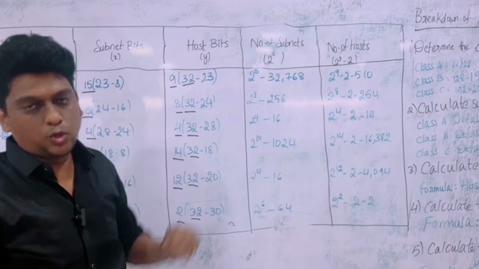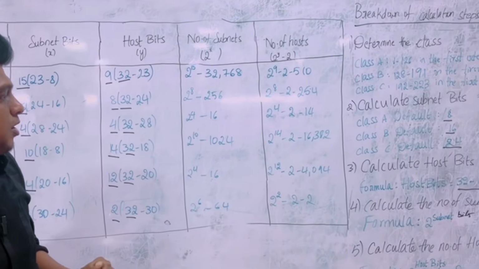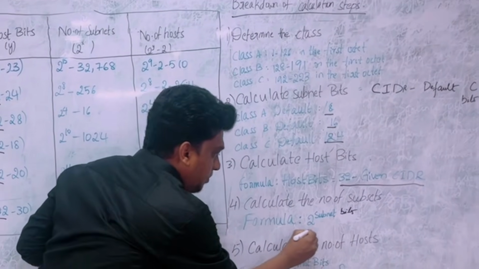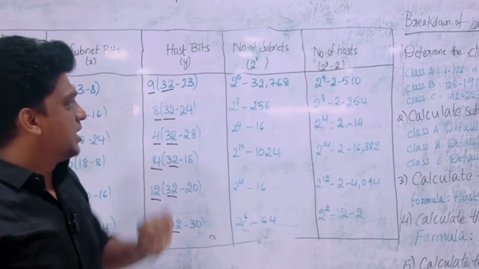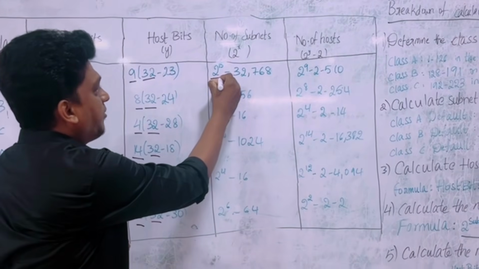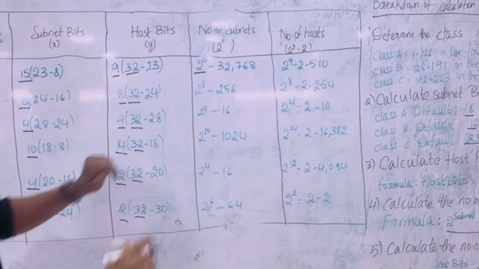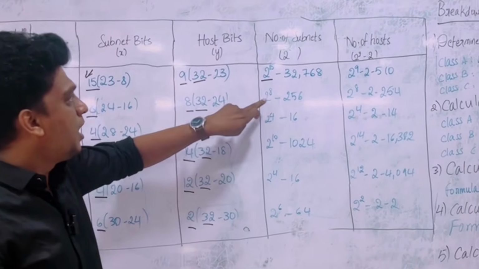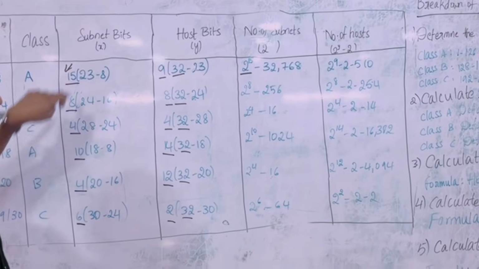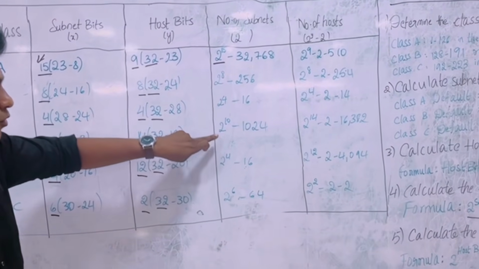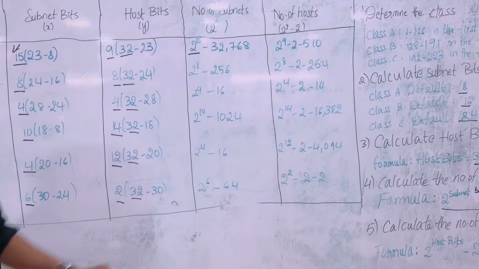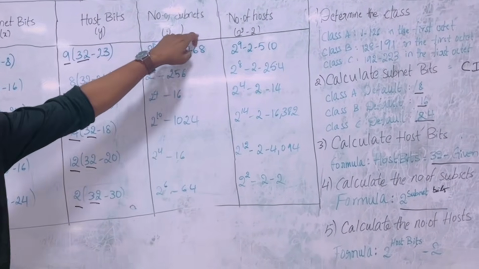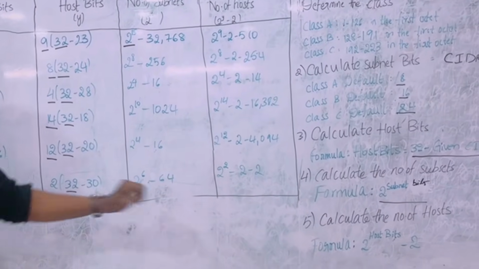Then to calculate the total number of subnets, we use the formula 2 to the power of subnet bits. So 2 to the power of subnet bits represents the total number of subnets. Here it is 2 to the power 15, and that 15 comes from the subnet bits. In the next case the subnet bit is 8, so 2 power 8, and here 2 power 4, 2 power 10, 2 power 4, and 2 power 6. The answer for 2 power 15 is 32,768. This is the total number of subnets for this case. Likewise, the same for everyone.